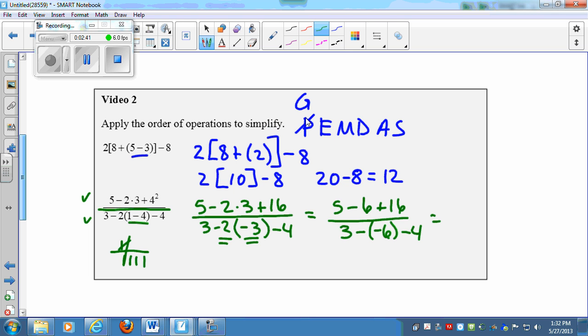5 subtract 6. 5 piles. Opposite of 6 piles is 6 wholes. Gives me negative 1 plus 16, which works out to be 15. 1 whole and 16 piles.